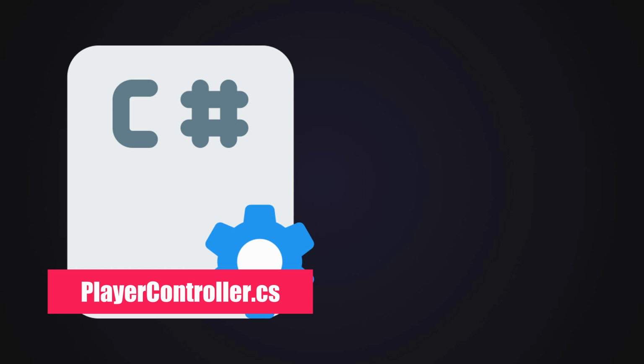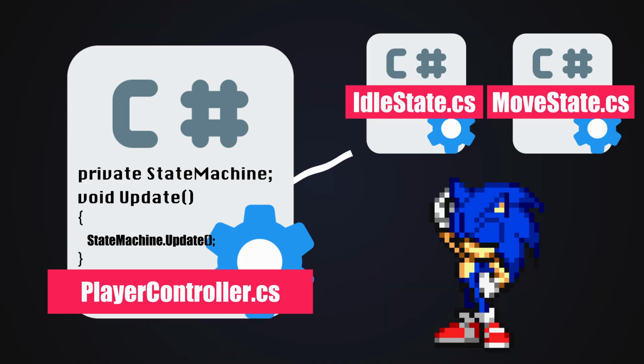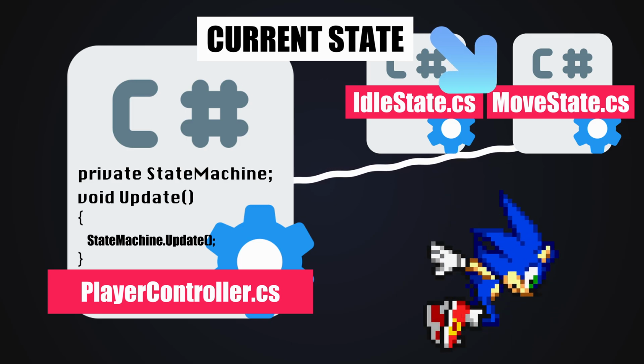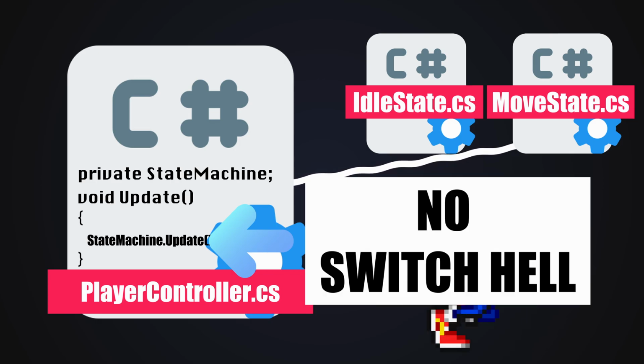Inside the player controller class, we'll set up a state machine as the property. Whenever a method is called like the update method, the state machine delegates it to the current state. That means whenever a state changes, the object will behave in a completely different way, but at the same time, we don't have to change the base class or use a bunch of conditional logic.